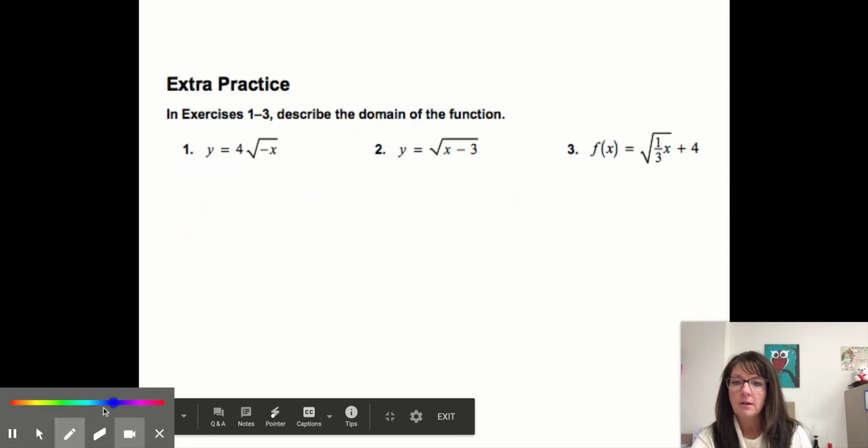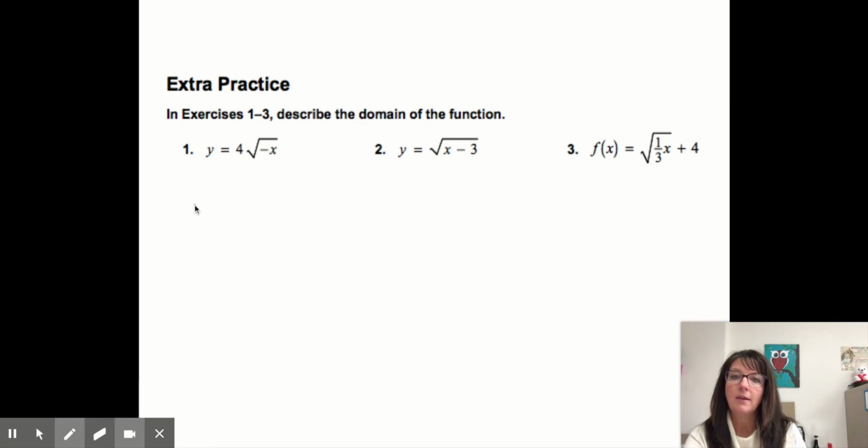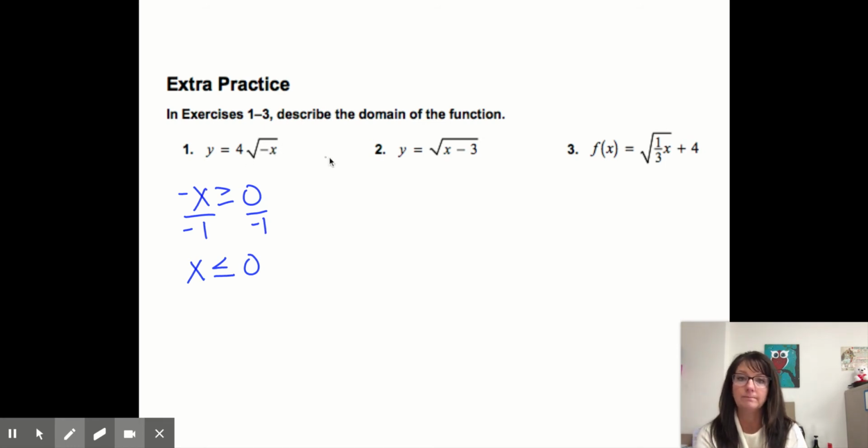So for this one, we have this negative x. I want it to be greater than or equal to 0. When I divide by a negative, and I'm working with inequalities, I will reverse the symbol. So that means x can be less than or equal to 0. And that makes sense because right now we have a negative x. If we try to put in some positive values like 1, 2, 3, or 4, we'd have a negative number under the radical. We don't want that. But if you put in negative values, the opposite of a negative value is a positive value. So that's how we can solve for that one.